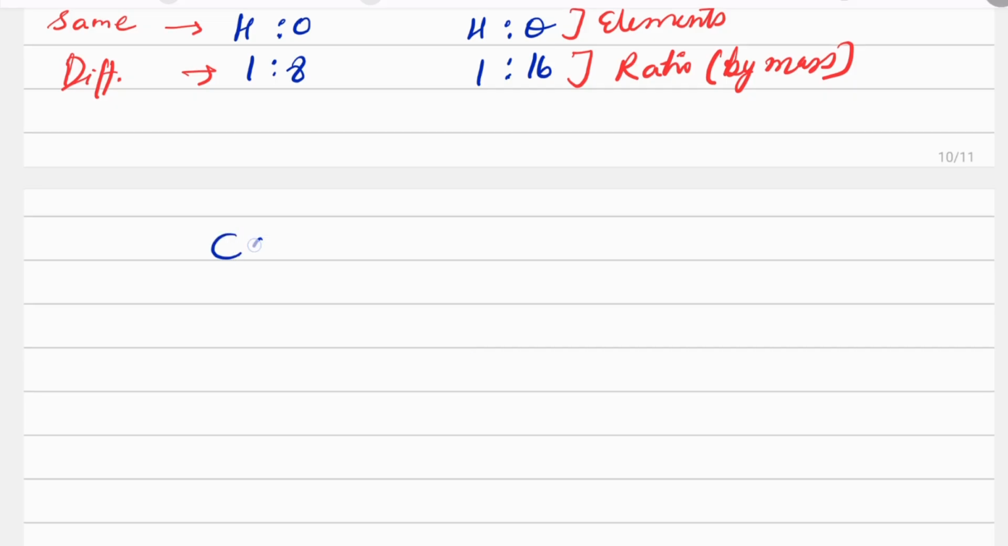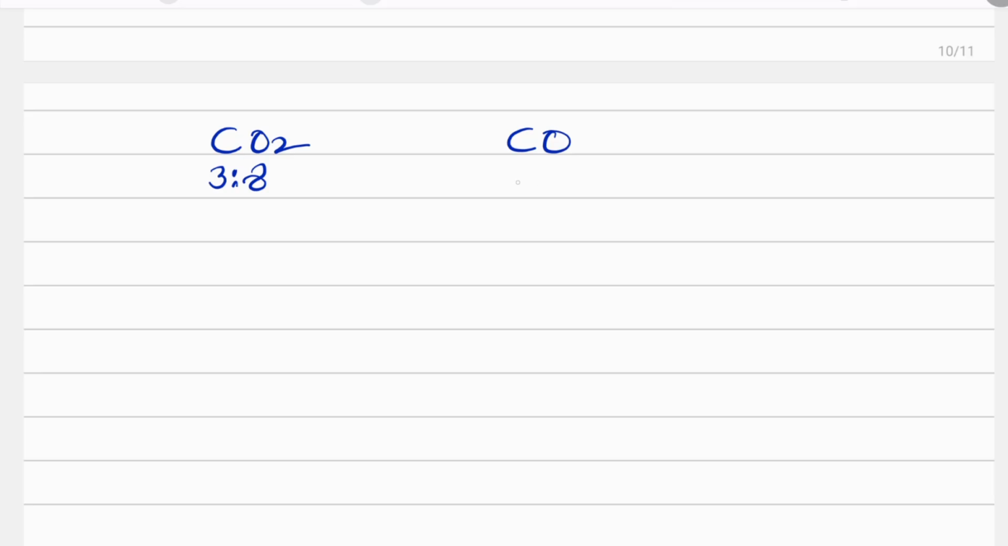Let's take carbon dioxide. There is carbon monoxide also, right? Carbon dioxide has a ratio of 3:8. And in carbon monoxide, it is going to be 3:4. Carbon and oxygen are same, right? Elements are same, but they are combining in different proportions, or you can say multiple proportions, to form different compounds. So there are a lot of examples about it. Fine. So this law is called law of multiple proportion.